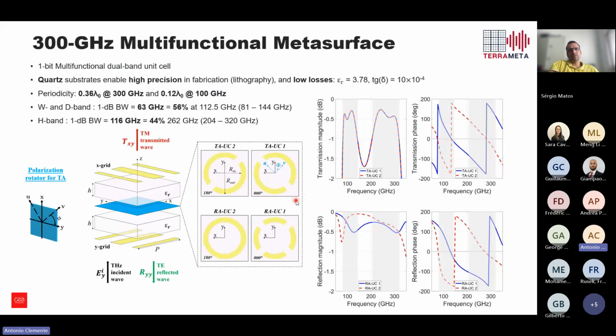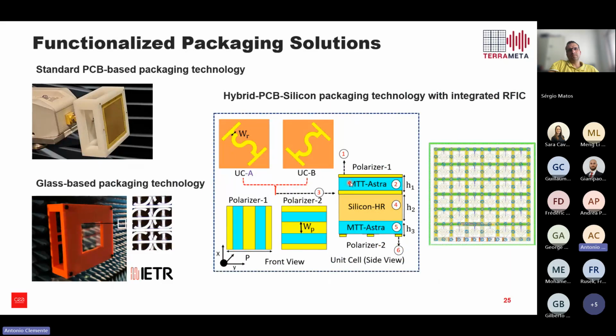To this purpose, we studied firstly the possibility to have this hybrid packaging where you have 2 PCB and an inner layer on silicon HR, high resistive silicon. Because the idea was to integrate in this inner layer the rotator and the switch technology. And you can see here the IC we are developing. We developed in reality.